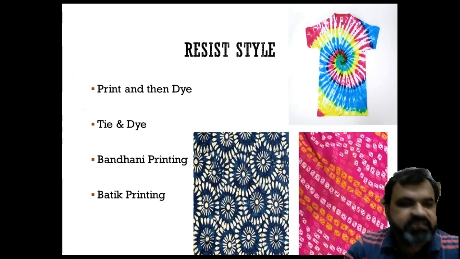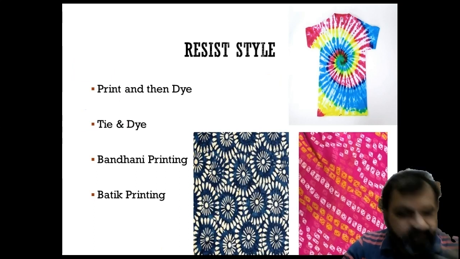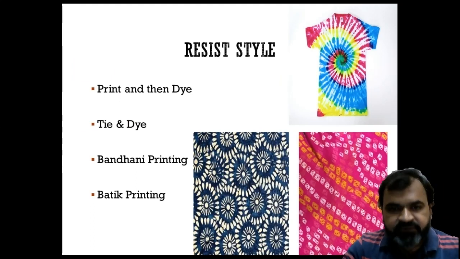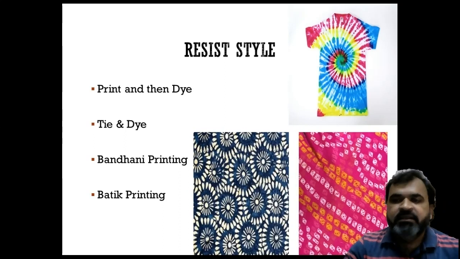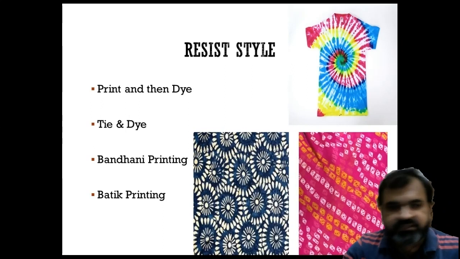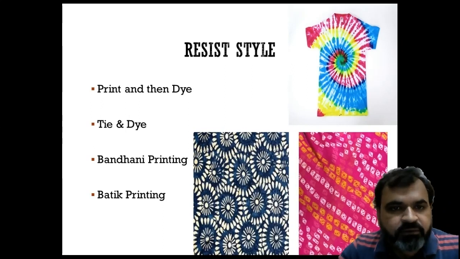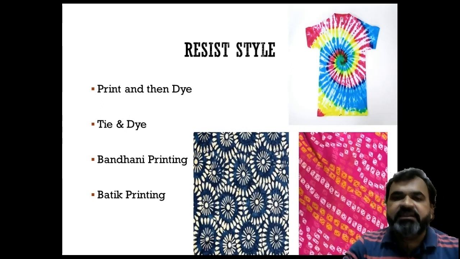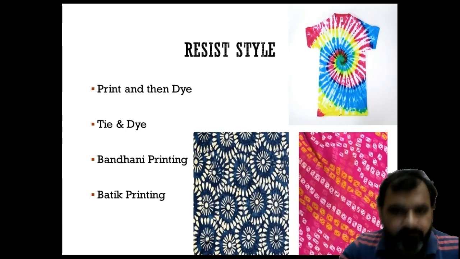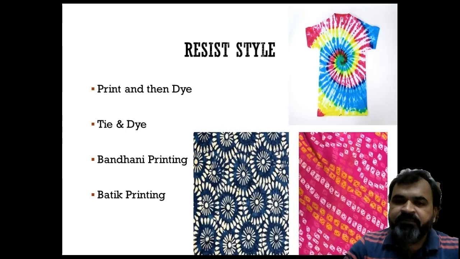Now this one is the resist style. In the discharge style, we print after the dyeing. That means the fabric is padded and dyed first, and then we go for printing, and that printed area is discharged, either to white or to a color. But when we talk about the resist style, here we do the printing first and then we dye with the color. Examples of these resist styles are tie and dye, batik printing, as well as bandhani printing.